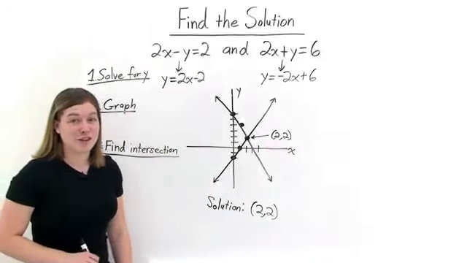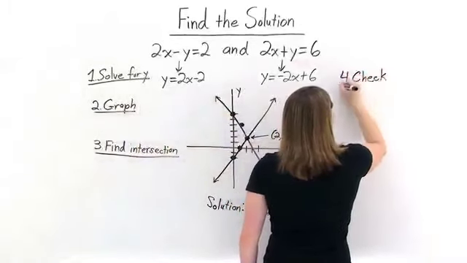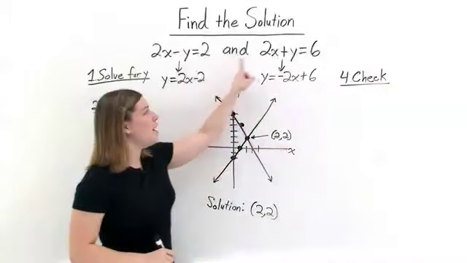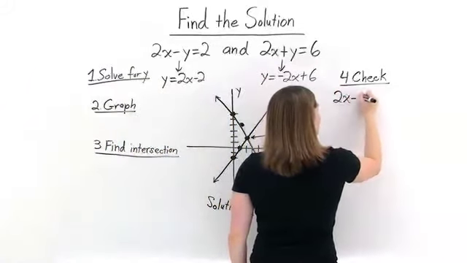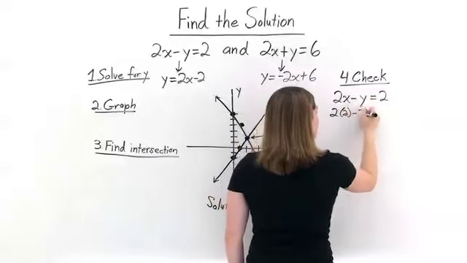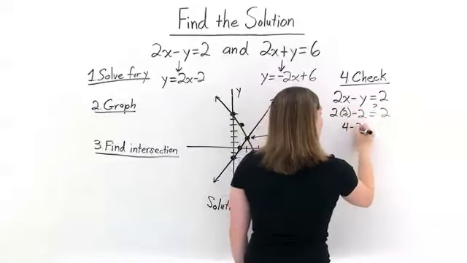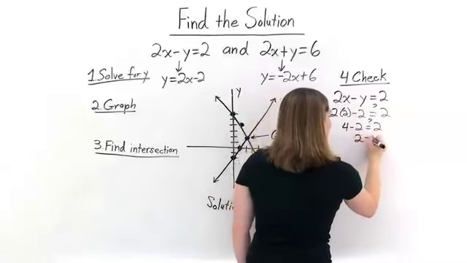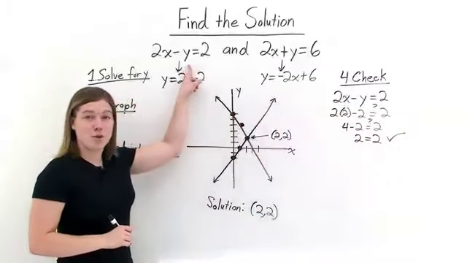But just to be sure that this is the solution, let's check our answer. So in step number 4, we'll check our answer by taking our solution 2, 2 and plugging it in for x and y in each of our original equations, then seeing if it makes a true statement. So our first equation was 2x minus y equals 2. Well, plugging in the ordered pair 2, 2, we want to see if that makes a true statement. So we have 4 minus 2, and does that equal 2? Yes, it does. 4 minus 2 is 2, and 2 equals 2. So we have a true statement in our first equation.